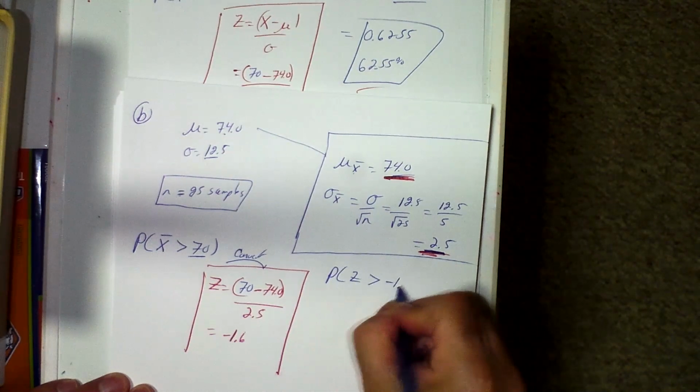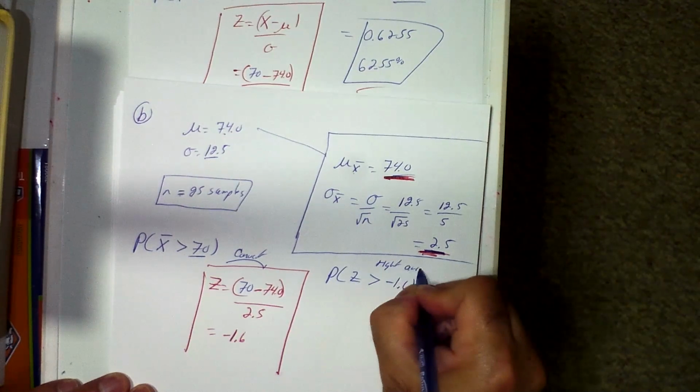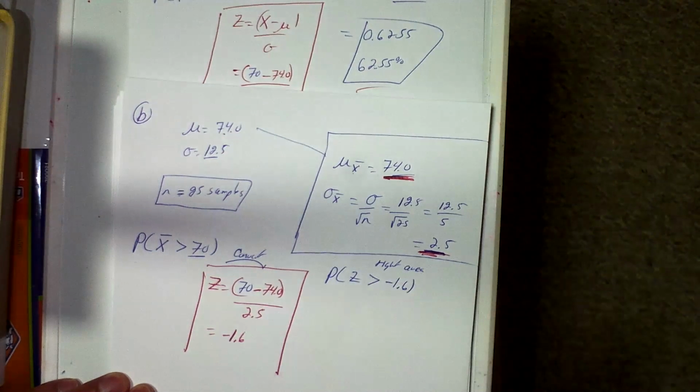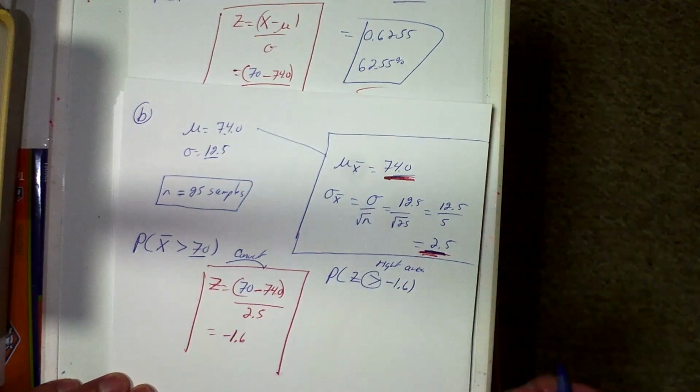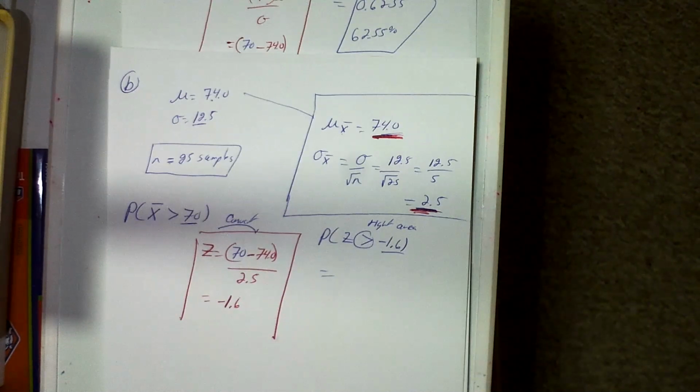You're going to look up the right area. Why do we look up the right area? Because of this. It's greater than. Greater than means you have to look up the right area. And so we look up negative 1.6 on StatDisk, right? See how brainwashing works? Isn't that cool?